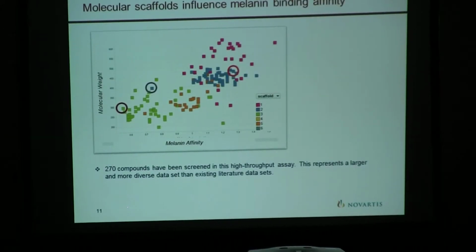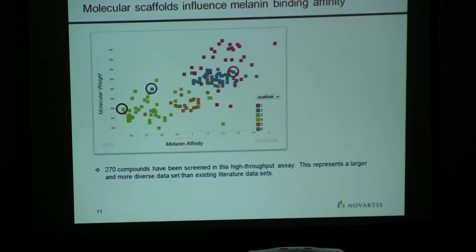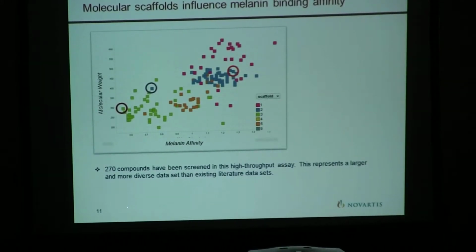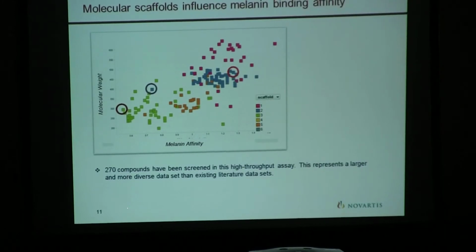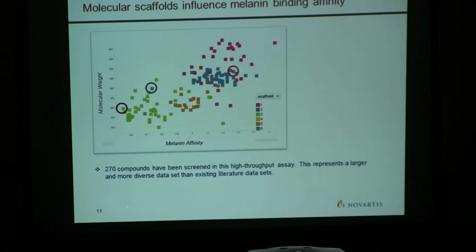And then we went ahead and have done almost over 300 compounds now, and we have used these methods for rank ordering the compounds for their melanin affinity. So the graph I am showing you here is of molecular scaffolds. We have used different compounds with different chemistry and different molecular scaffolds. We have observed that the molecular scaffold influences melanin binding affinity.